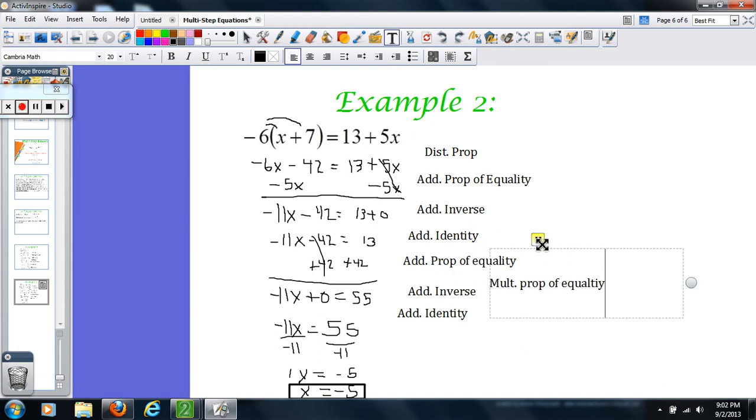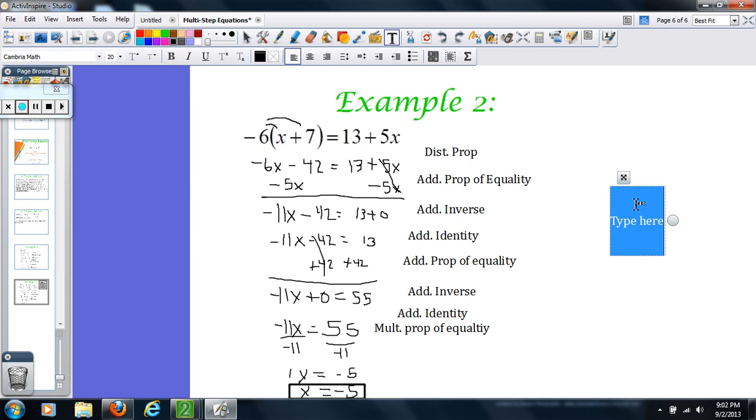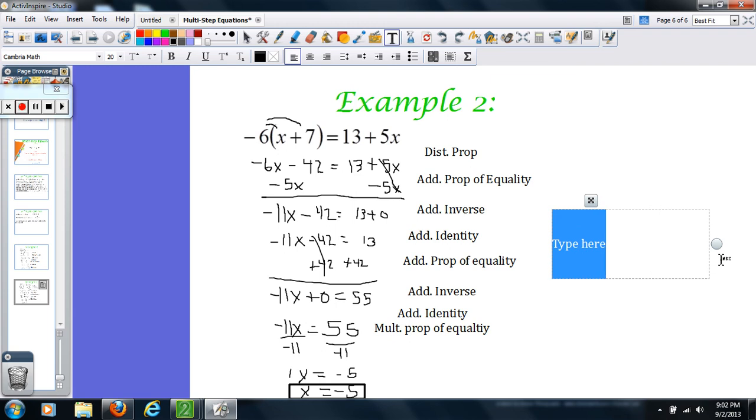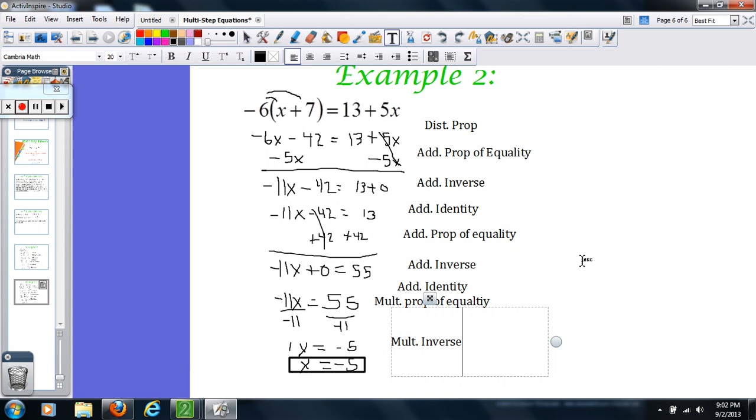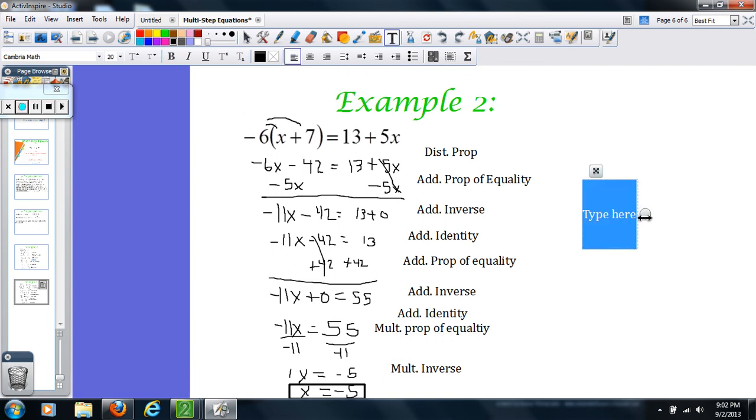Let me actually make that longer. So that goes there. And then you have the multiplication or multiplicative inverse, which is going to go here. And then the last one is the multiplicative identity, and that goes at the very bottom right there. And that completes our solving of the equation. You get x equals negative 5.